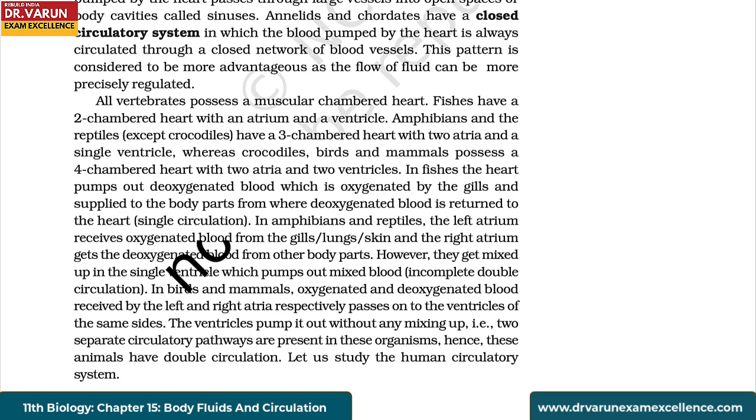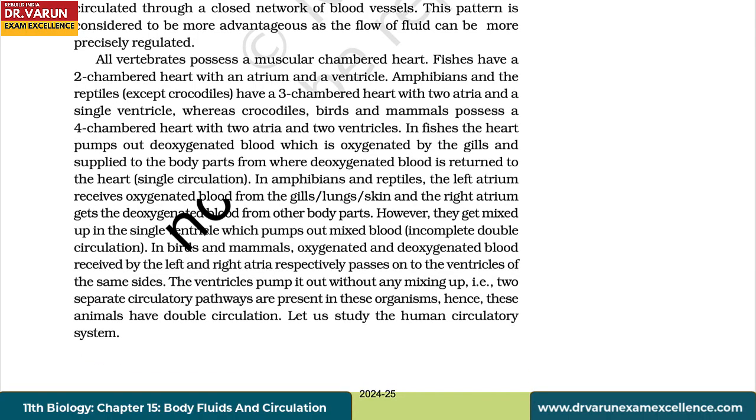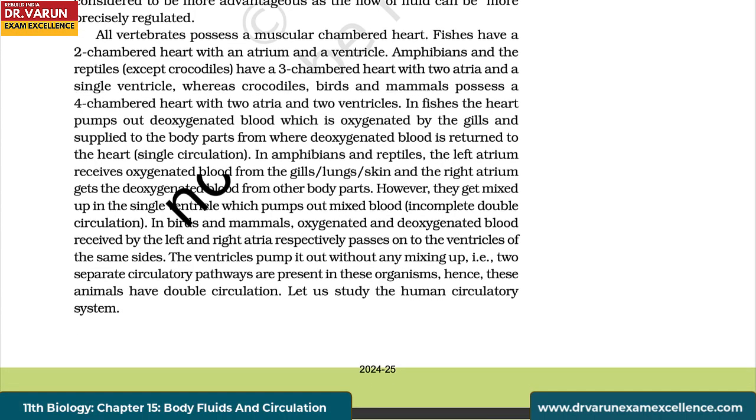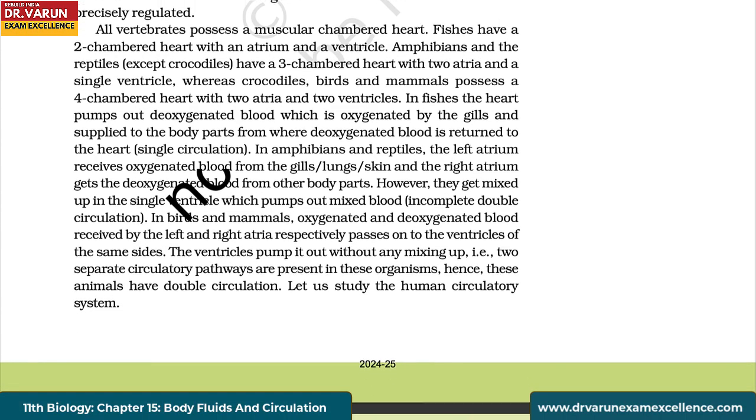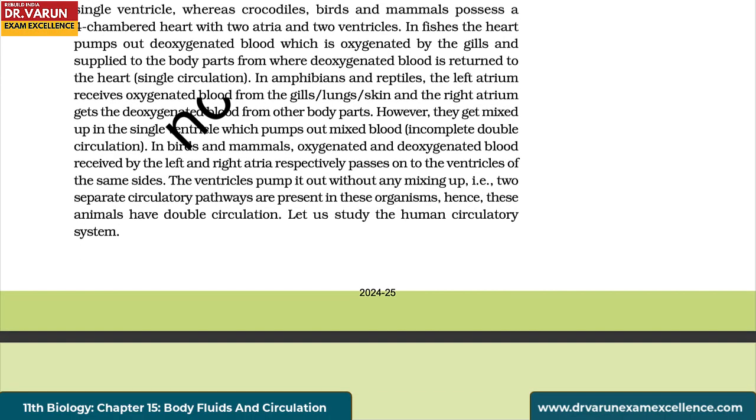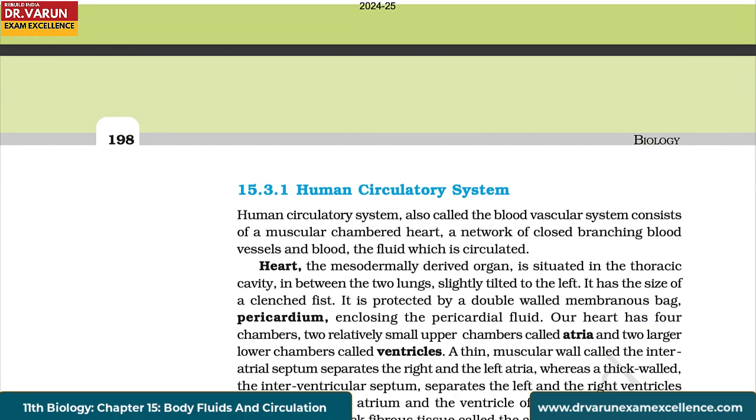Incomplete double circulation. In birds and mammals, oxygenated and deoxygenated blood received by the left and right atria, respectively, passes on to the ventricles of the same sides. The ventricles pump it out without any mixing up, that is, two separate circulatory pathways are present in these organisms. Hence, these animals have double circulation. Let us study the human circulatory system.